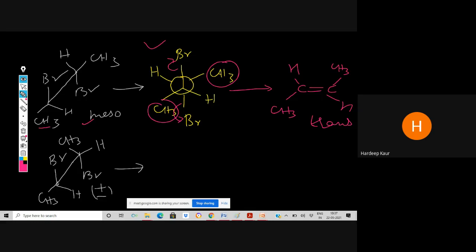Okay, now let us take this plus minus 2,3-dibromobutane. In this case, if we draw the Newman projection formula, it is like this: H, methyl, Br, H, methyl, Br. Okay.